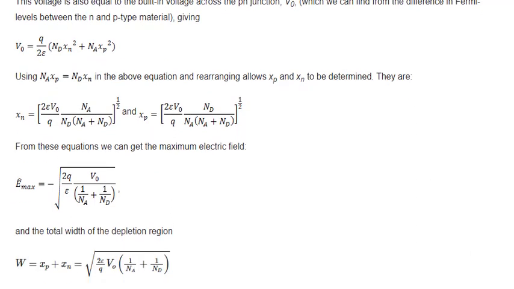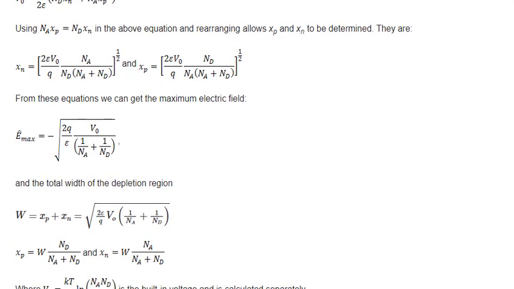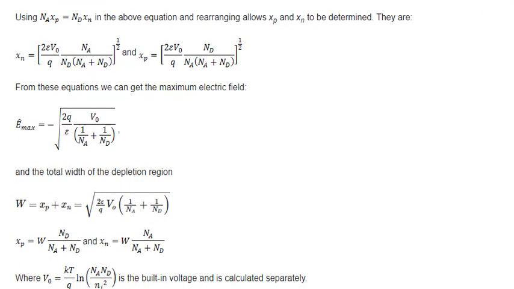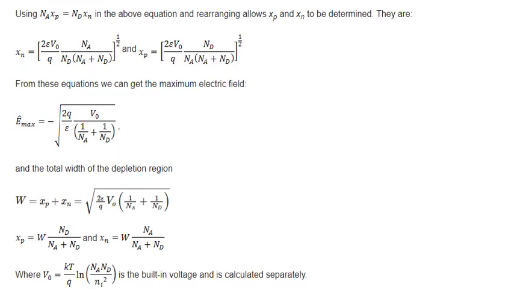This voltage is also equal to the built-in voltage across the PN junction, V0, which we can find from the difference in Fermi levels between the N and P-type material. Using this in the above equation and rearranging allows Xp and Xn to be determined. From these equations we can get the maximum electric field, and the total width of the depletion region, where V0 is the built-in voltage and is calculated separately.